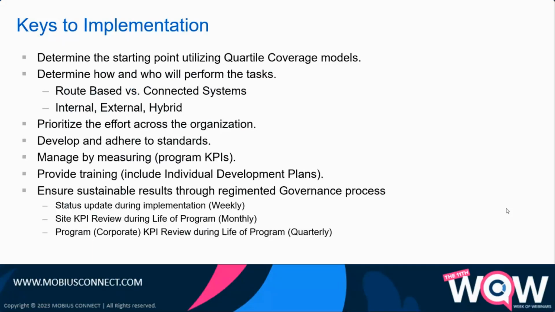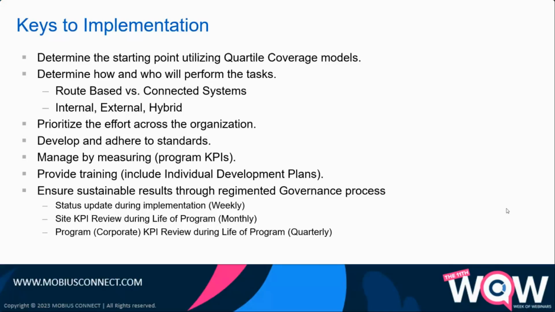I feel it's also beneficial, just as we're talking about maintenance strategy deployment, to highlight some keys to implementation. Determine the starting point utilizing the quartile coverage model approach. Determine who and how tasks will be performed. Are you going to execute condition monitoring technology inspections on a route base, or is it going to be a connected system, or a combination of both? Are you going to use internal or external resources, or a hybrid combination of both? Make those decisions up front.